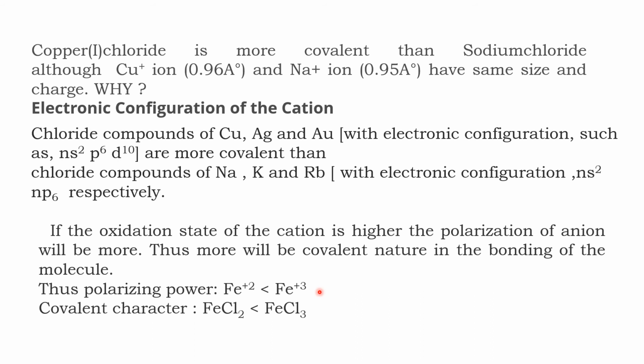Both have different charge but size almost the same. So FeCl3 has more covalent character. Why? Because the greater the positive charge on the cation, the greater its polarizing power. That means it easily polarizes the anion, hence more covalent.